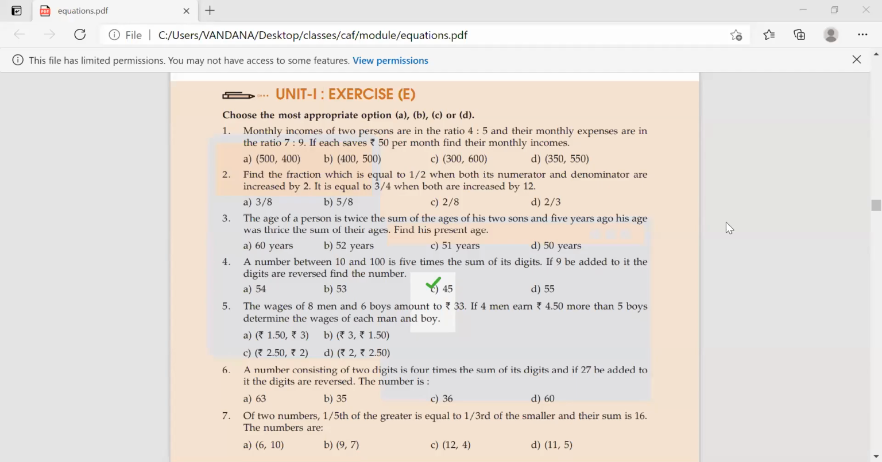The wages of 8 men and 6 boys amount to 33. If 4 men earn 4.50 more than 5 boys, determine the wage of each man and boy. Let us try the options now again.